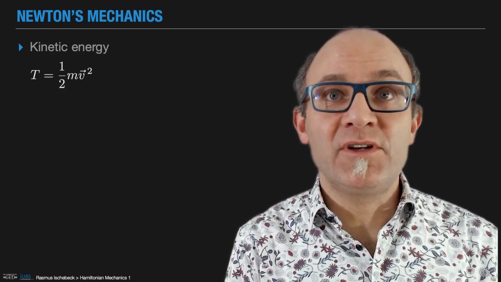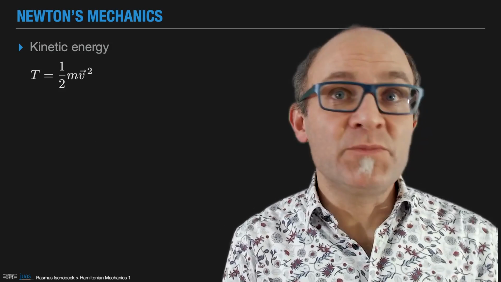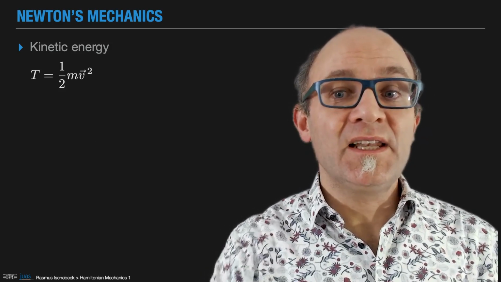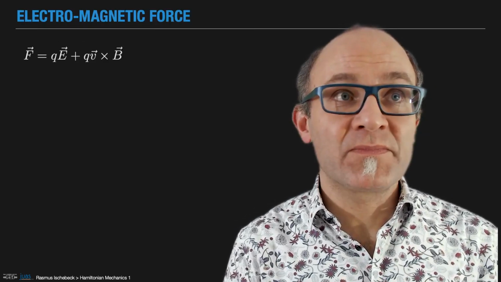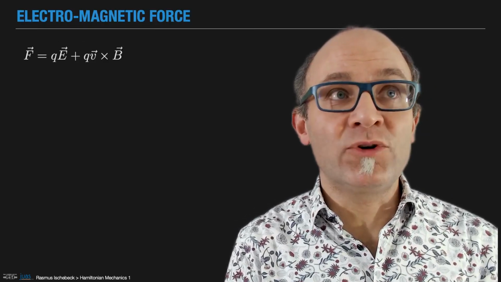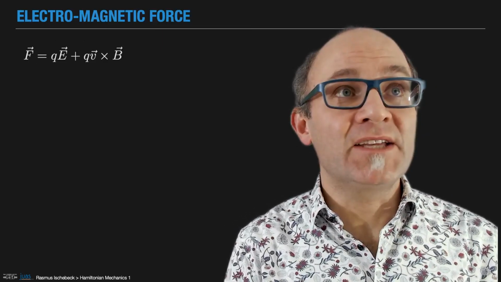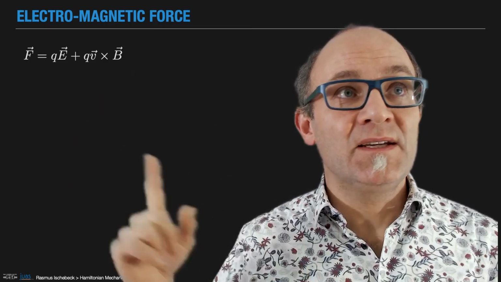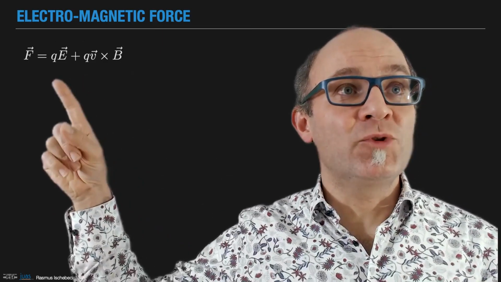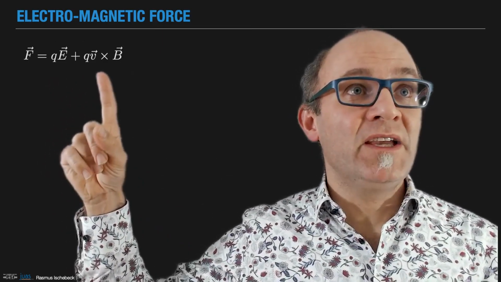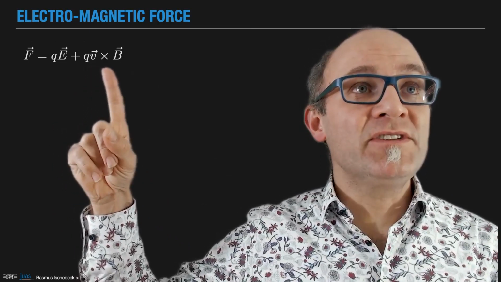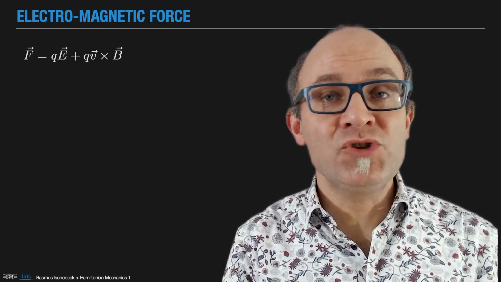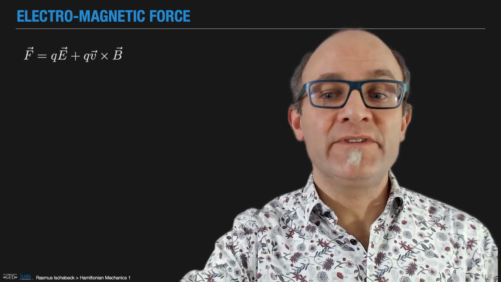Newton also discovered the laws of gravity. This can be ignored for accelerators. We are interested in electromagnetic forces, however. The electromagnetic force is given by the electric field E and the magnetic field B. For the electric field E, the proportionality is just the charge, and for the magnetic field, it is q times the velocity cross B. So it acts perpendicular to the direction of motion and perpendicular to the magnetic field.